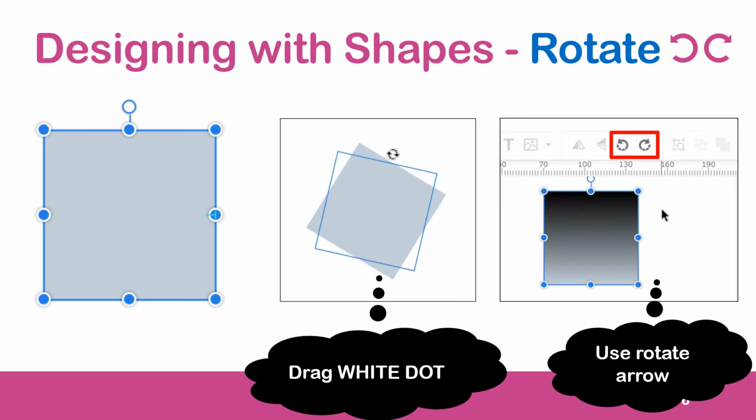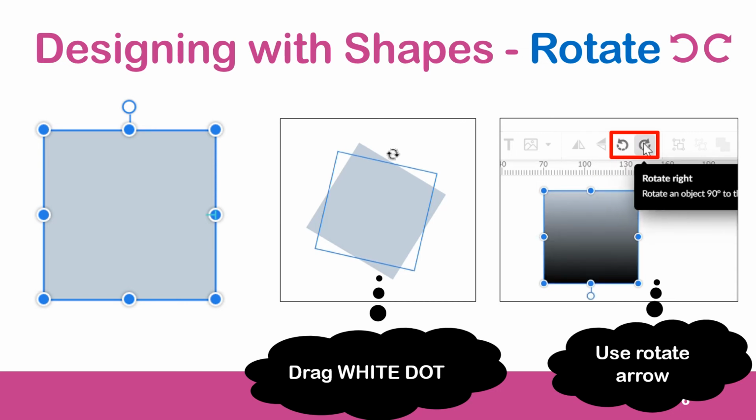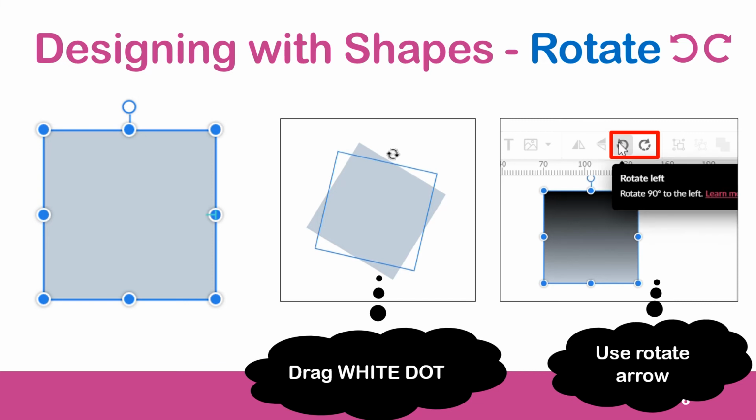If you want to rotate your shape at 90 degrees angles, you may use the rotation arrows available on the toolbar. One is to rotate left and the other is to rotate right. Rotate left will allow you to rotate your shape anti-clockwise 90 degrees, while rotate right helps you to do that 90 degrees clockwise.